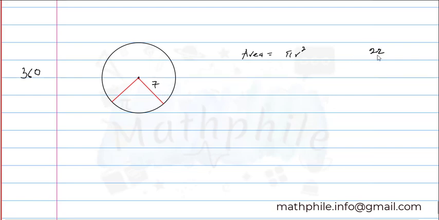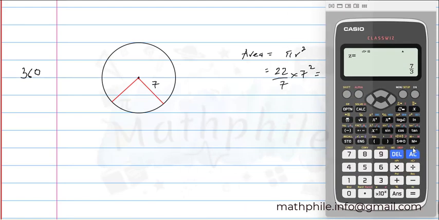Taking pi as 22 over 7. We are not always going to take pi as 22 over 7, but let's assume that pi is 22 over 7. It's actually not 22 over 7, because that is a rational number and pi is an irrational number, but this is just an assumption. If pi is equal to 22 over 7, what is going to be the area of the circle? 22 over 7 times 7 squared, which is going to be equal to what?